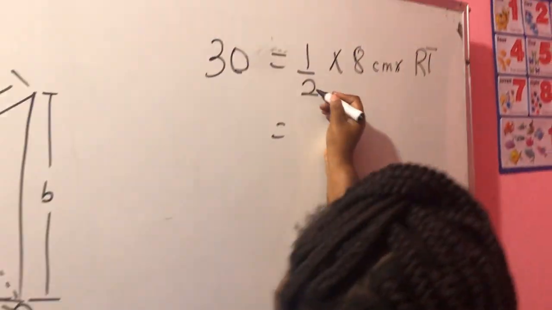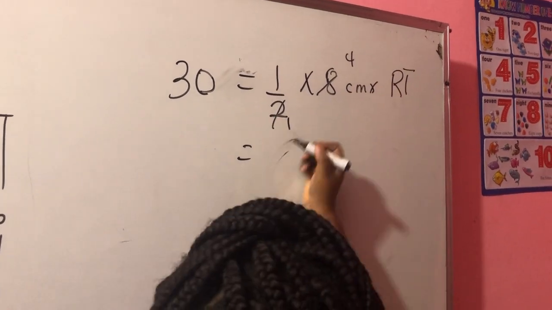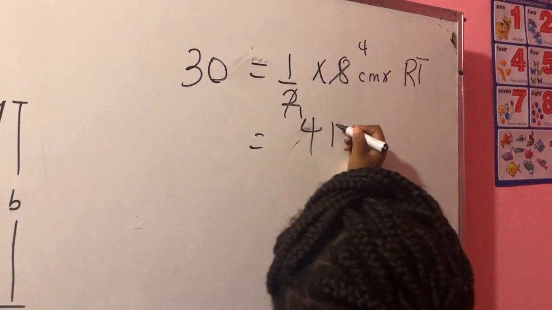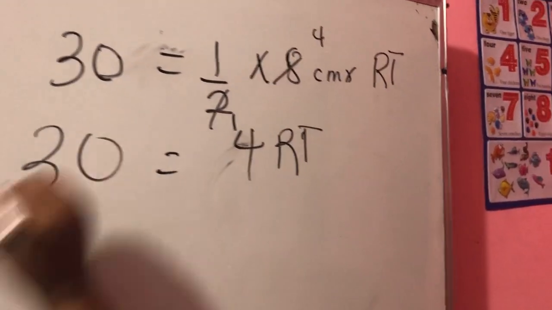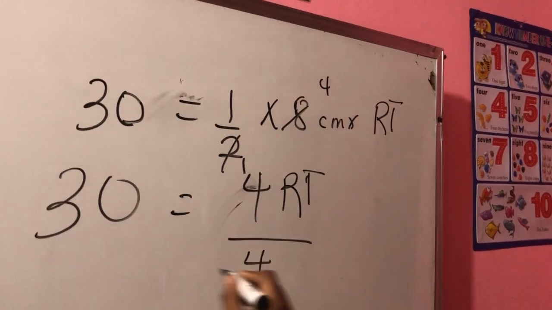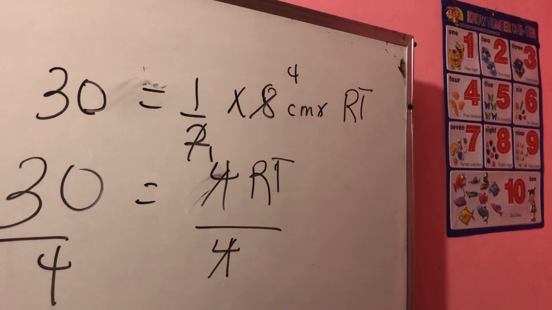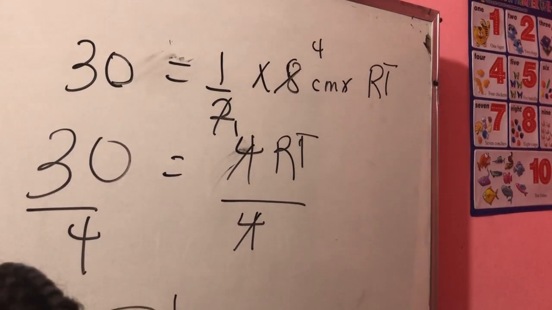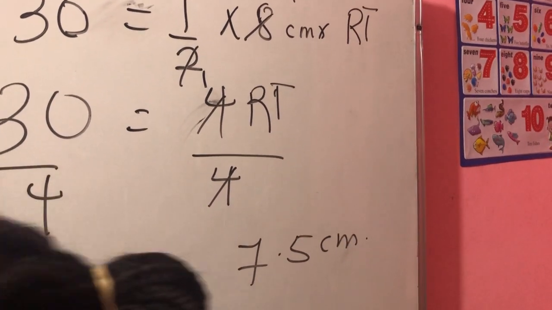Okay, so we have 2 here, 1, 2 here, 4. So we have 4. 4 RT will give me what? 30. Okay, we want RT to stand on its own, so we divide through by what? 4. We divide here by 4. 4 here, 1, 4 here, that. Our length RT is equal to what? 7.5 centimeters.